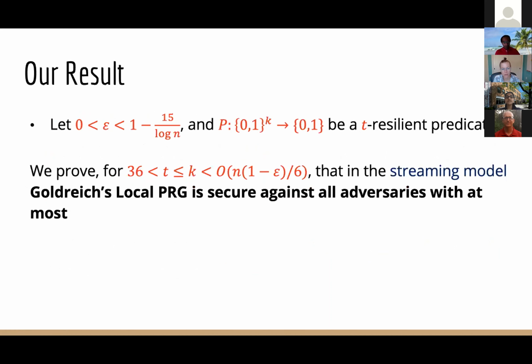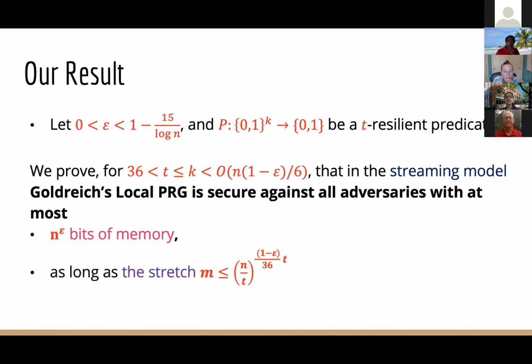So what we prove is that if P is a t-resilient predicate, then in this streaming model, Goldreich's local PRG is secure against all adversaries which have at most n^epsilon bits of memory, as long as the stretch is less than n to the order t.